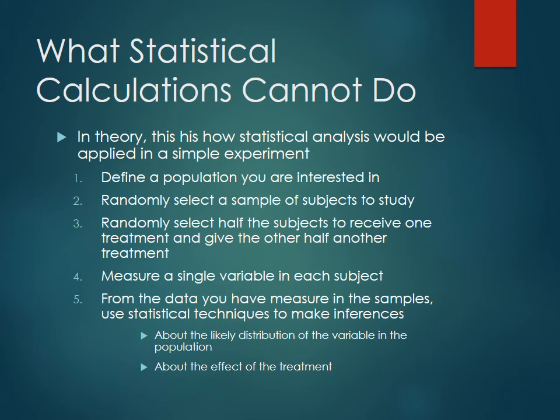Okay, so it's important to know what stats cannot do. They certainly have some limitations to them. And so ideally, if you were to run an experiment, say you wanted to find out whether a new medication was effective for, say, cancer, ideally what you'd want to do is, one, define your population you're interested in. So in that situation, who was your population? Say for breast cancer. So there's breast cancer patients, or it could be more specific.